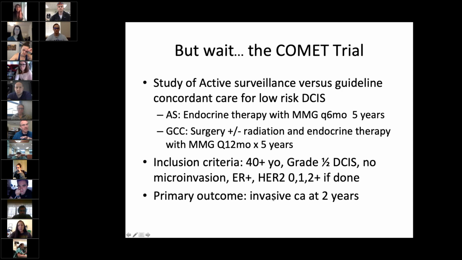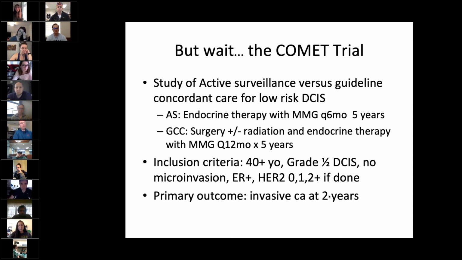Primary outcome, I don't love this outcome. It's invasive cancer at 2 years, which I think is way too short because not that many women develop invasive cancer at 2 years from DCIS. So this will probably be one of these trials where they report the 2-year outcome, and then they'll report the 5-year outcome, 10-year outcome, 15-year outcome. But this may change the way that we treat DCIS in the future.